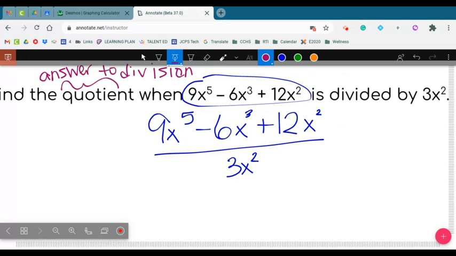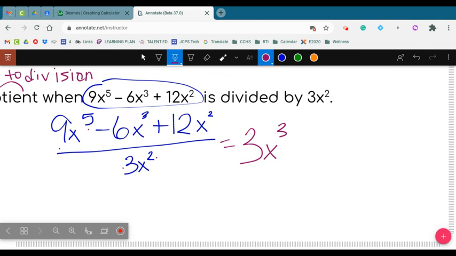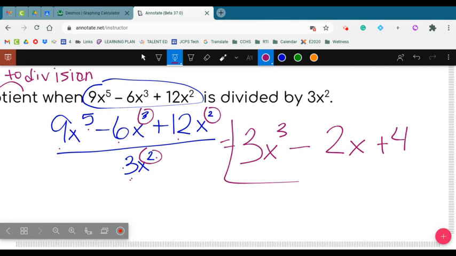So I'm going to divide each of my terms. I'm going to do 9 divided by 3, which is 3, and then 5 minus 2, which is 3. Then I'm going to do negative 6 divided by 3, which is going to give me negative 2. And then 3 minus 2, which is going to give me just 1. Then I'm going to do 12 divided by 3, which is 4. 2 minus 2 is 0, so that last term doesn't have a variable. And that's my answer.